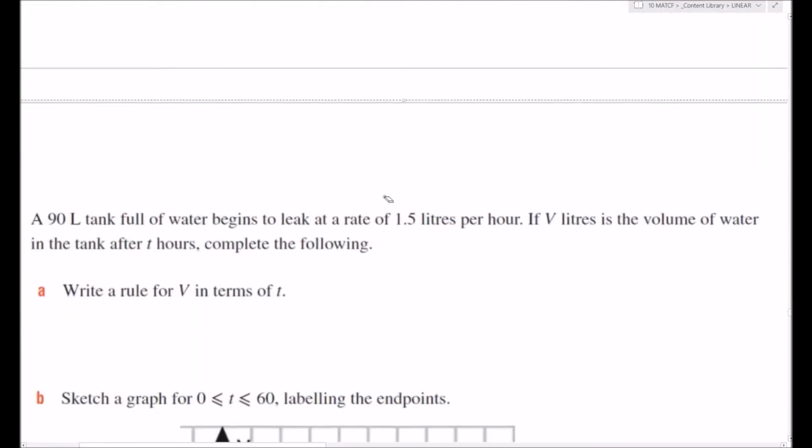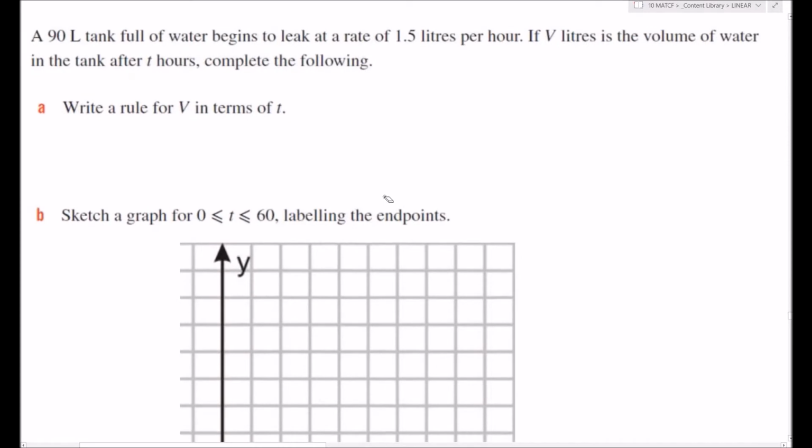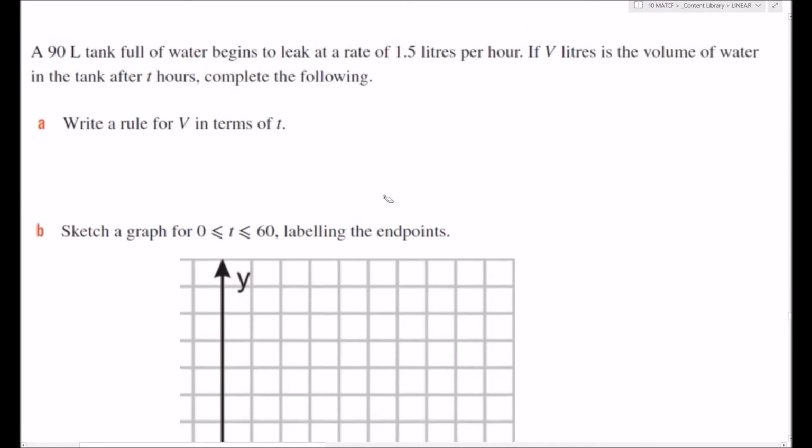Okay, let's get into some worded questions. And this will be the last two examples before you start your exercises. So let's get into it.